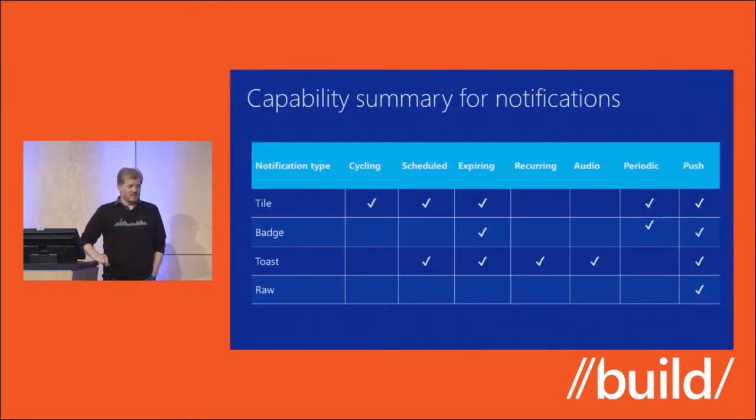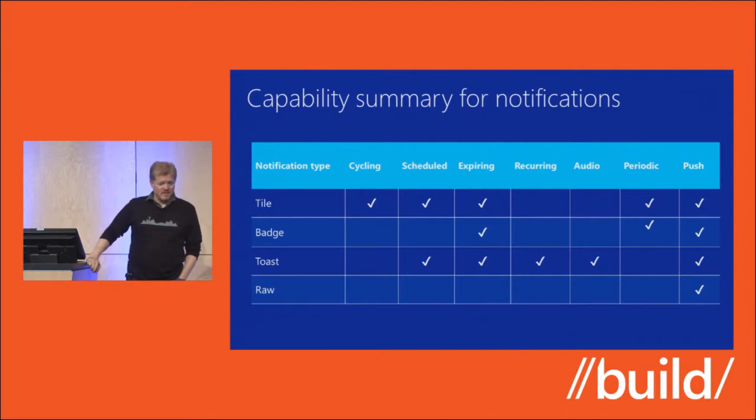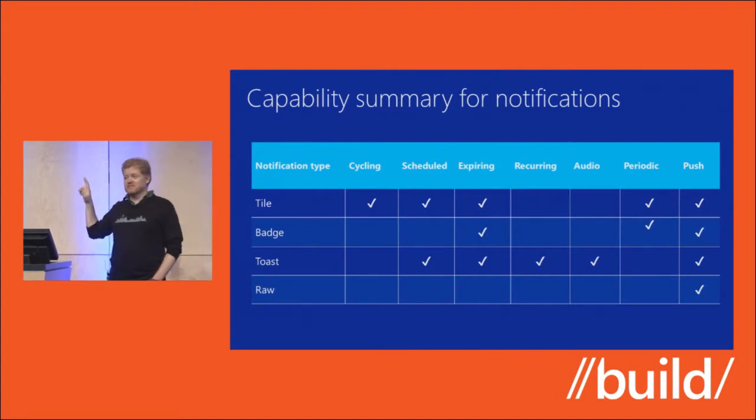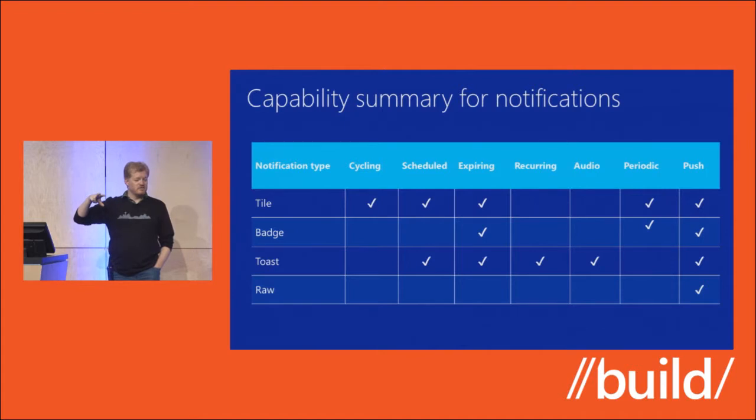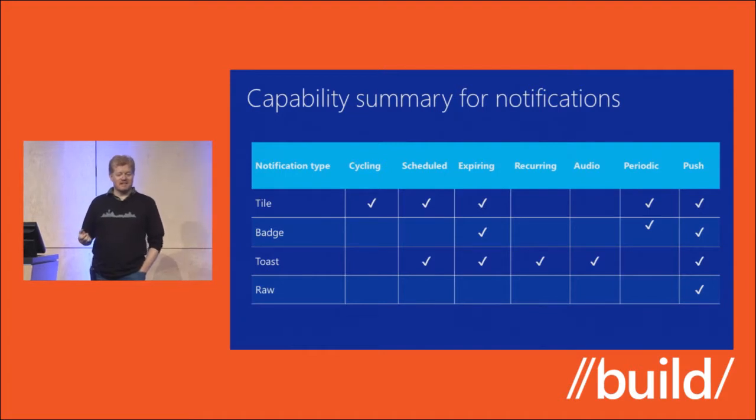So let me give you this slide as a summary to really help you see the different kinds of notifications that are available, and the different features available for those notifications. The cycling, or up to 5 queuing, rotating notifications only applies to tiles. Scheduled notifications apply to tiles and toasts. You can have expiring tiles, badges, and toast.